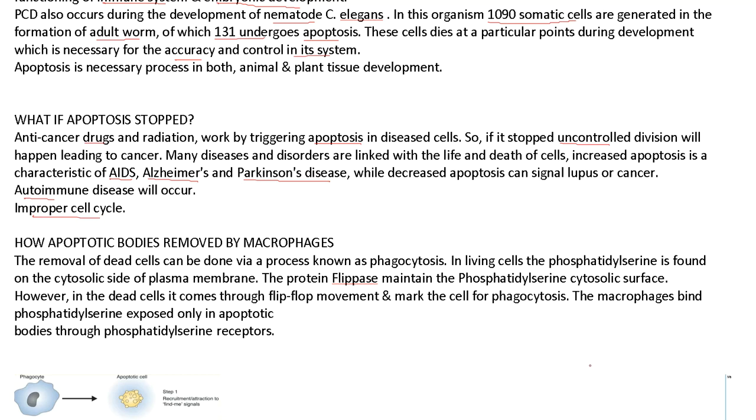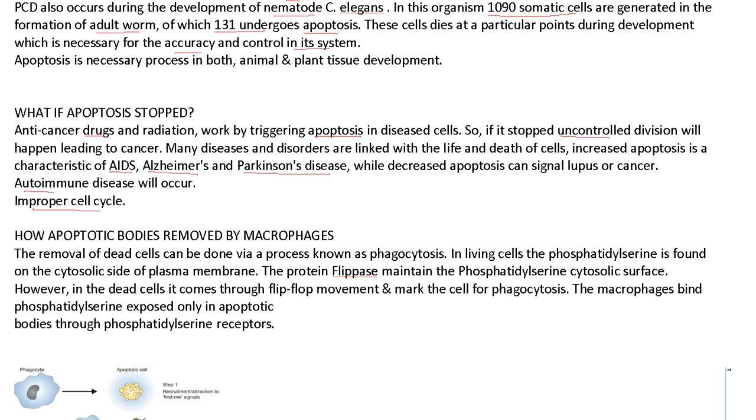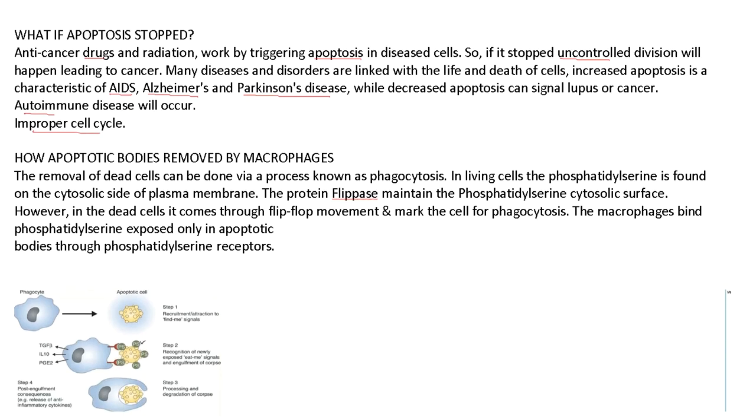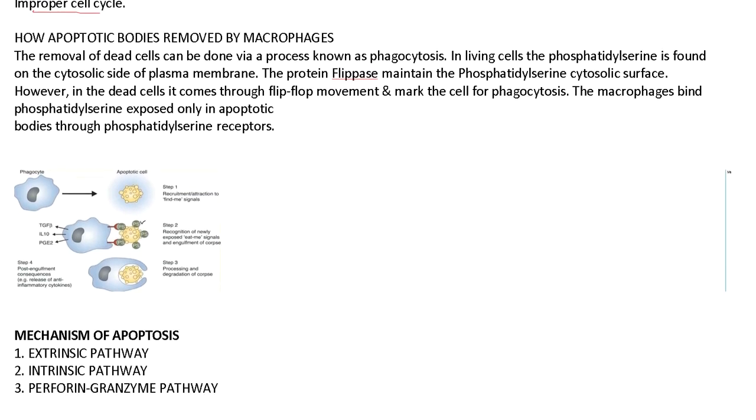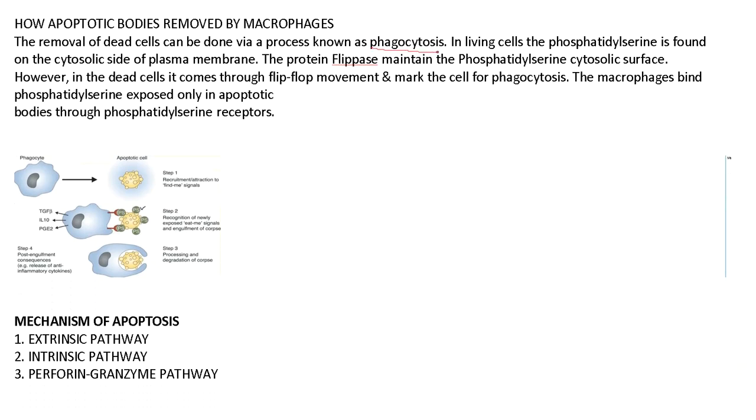So how are apoptotic bodies removed by macrophages? The removal of dead cells can be done via phagocytosis. In living cells, phosphatidylserine is found on the inner side of the plasma membrane, and a protein named flippase maintains the phosphatidylserine in the cytosolic phase. But in dead cells, it flip-flops to the outer side, and this marks the cell for phagocytosis. When the phosphatidylserine goes towards the outer side, it marks the cell for phagocytosis.